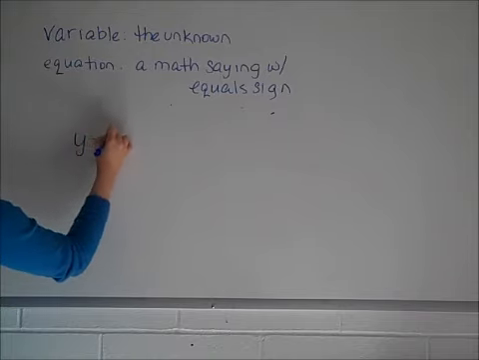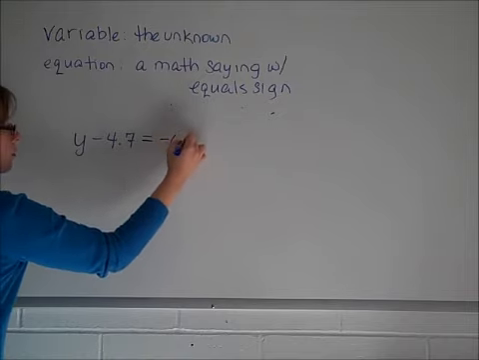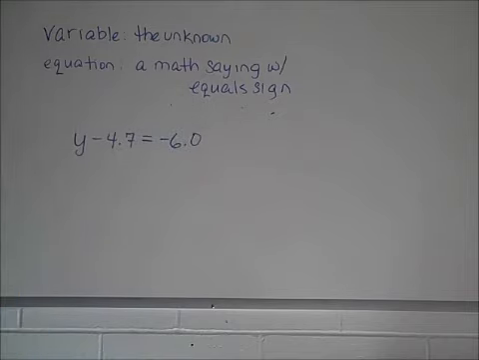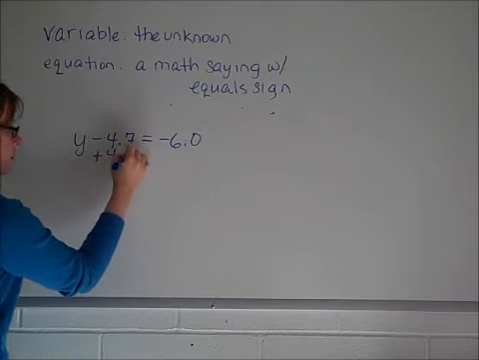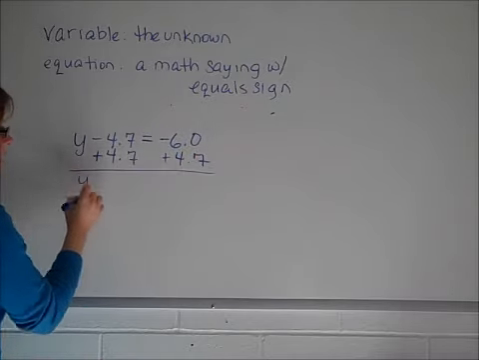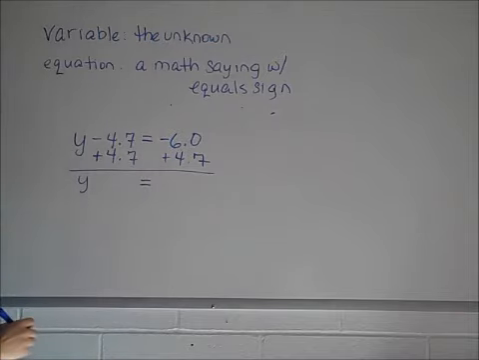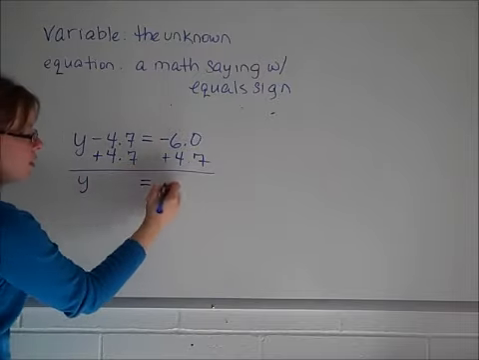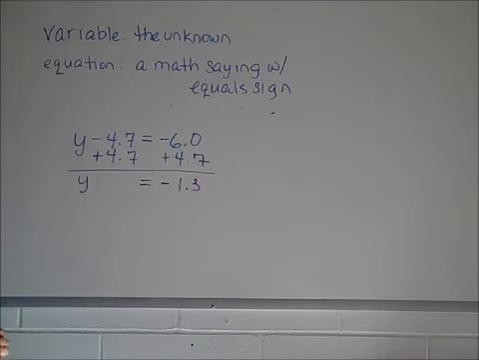How about this one? So y minus 4.7 equals negative 6.0. I want to get y alone, so I'm going to add 4.7 to both sides. The y drops down. Negative 4.7 plus 4.7 cancels out. Negative 6.0 plus 4.7, the bigger sign is negative. Subtract the smaller number. Y equals negative 1.3. Let's try one last example.